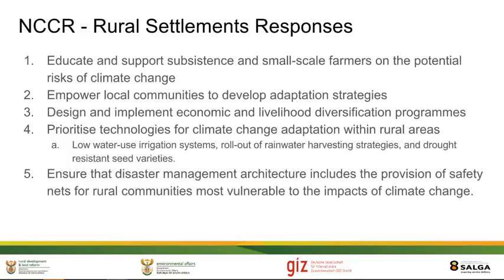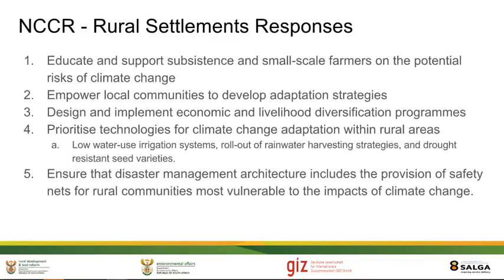Empowering local communities to develop their own context-specific adaptation strategies shaped and led by rural communities. Designing and implementing economic and livelihood diversification programs, considering that the majority of rural populations depend on government grants and subsistence agriculture for survival. Prioritizing technologies to build climate resilience within rural communities. Ensuring that disaster management architecture includes the provision of safety nets for rural communities most vulnerable to the impacts of climate change.